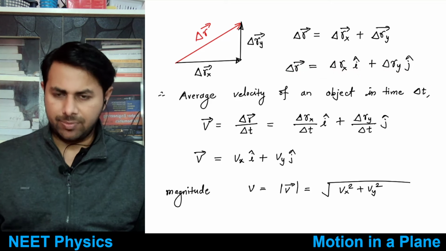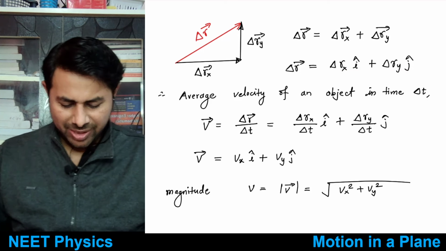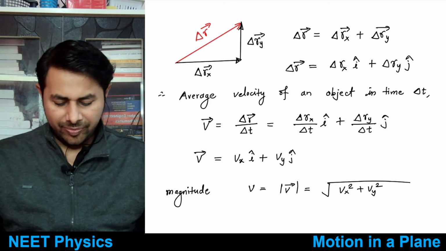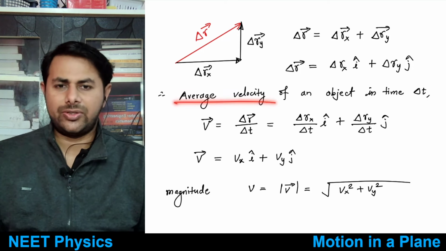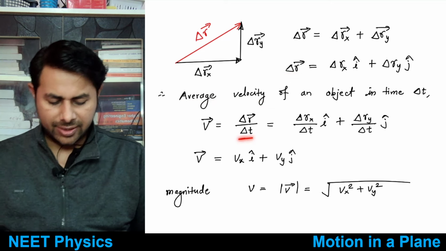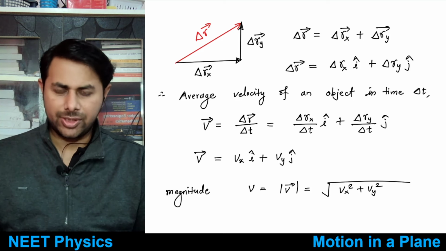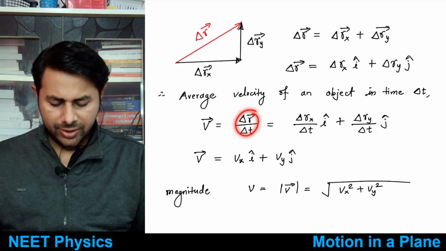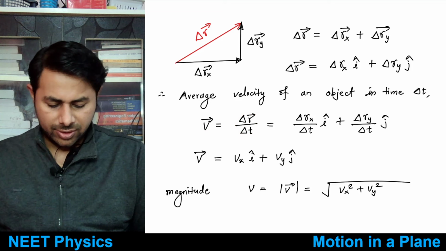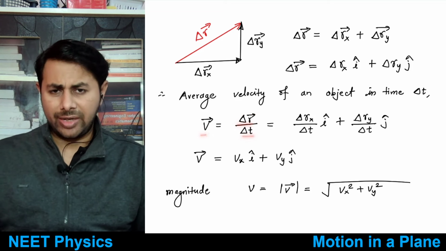So this is simple up to this point, and everything is going to be simple. Okay, there will be nothing difficult. So see, then how can you find out the average velocity? So you have displacement. If you just divide that by the time taken by the particle to go from initial to final position, what do you get? You will get the velocity. So displacement vector divided by time will give you velocity vector.